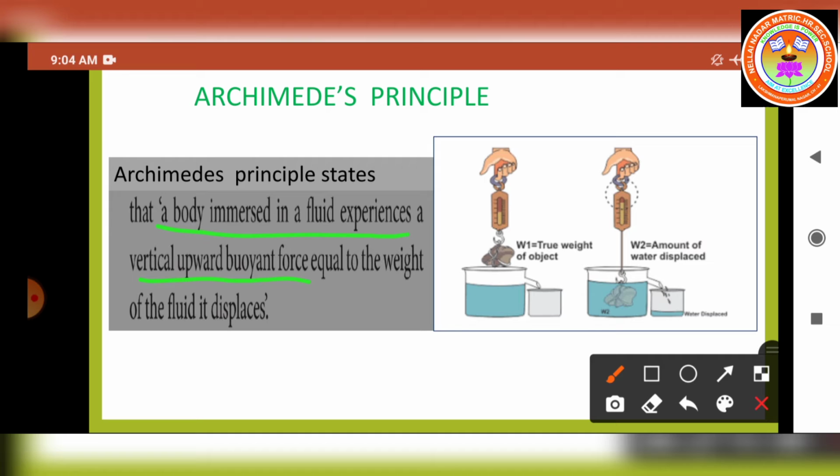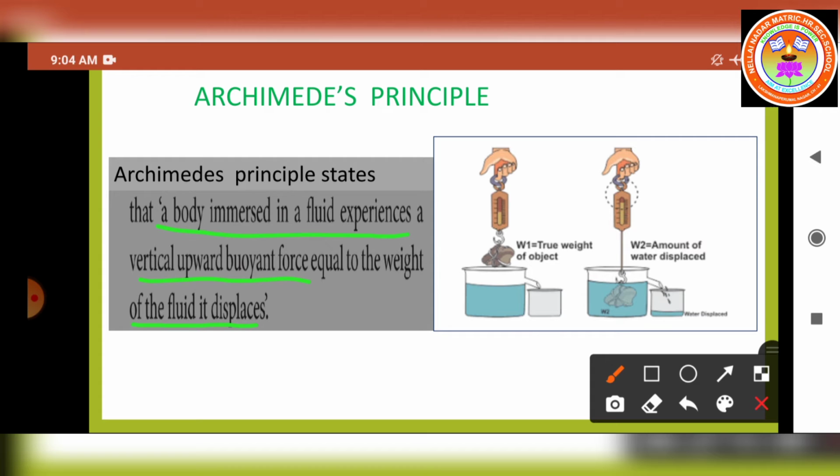So the upward buoyant force, this force is equal to the weight of the fluid it displaces, because the object is immersed, no? That's why. So the vertical upward buoyant force is equal to which one? The weight of the fluid it displaces. So this statement is the Archimedes principle.